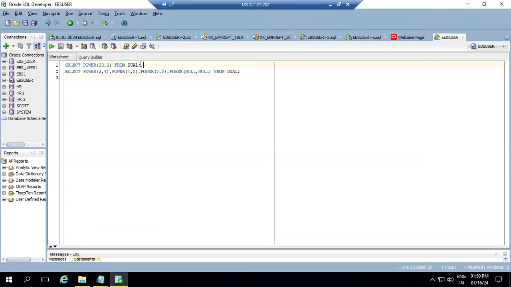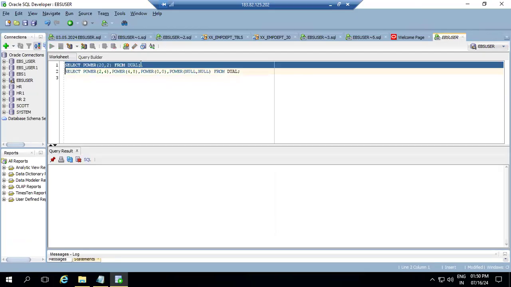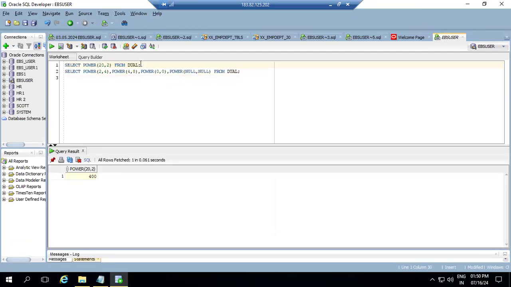As you told, the first one is 400. POWER(20, 2) is 400. Coming to the second query: SELECT POWER(2, 4), POWER(4, 8), POWER(0, 0), POWER(null, null). What will be the output here? How do we calculate the power? 20 into 20 gives 400.